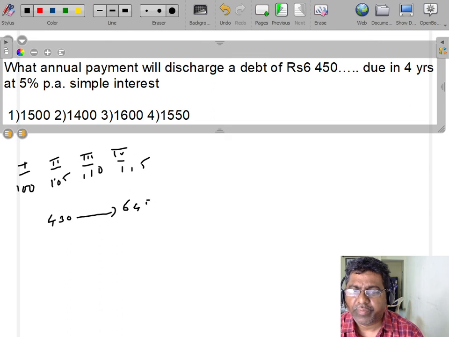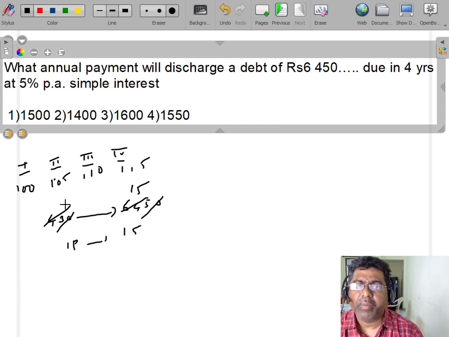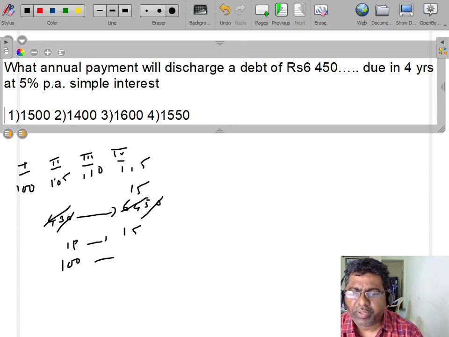The total amount is how much? 6450. We can cancel the 0; 43 ones are 43, 43 for 15 times. The meaning is one part is equal to 15 times. But we have to find out the total annual payment. For annual payment, you find how much 100 parts are. 100 into 15, 1500 is the answer. 1500 is the required answer.